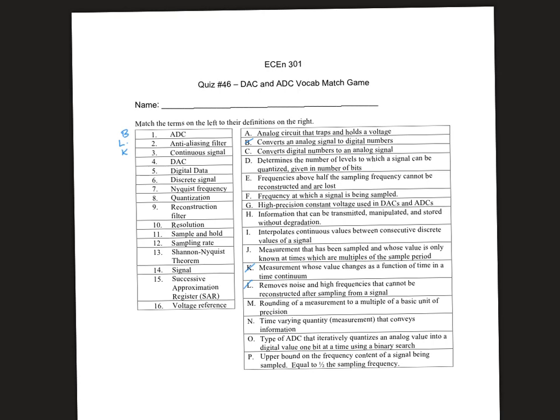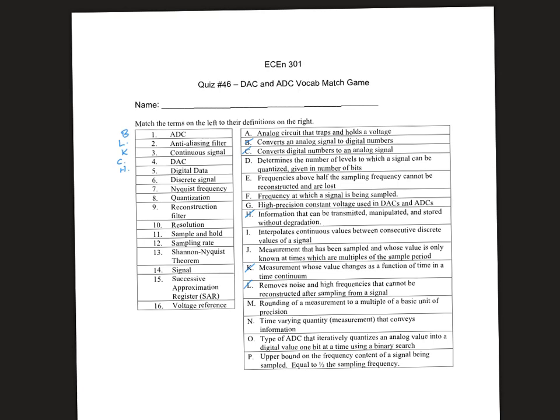A DAC converts digital signals to analog. Digital data is going to be information that can be transmitted, manipulated, and stored without degradation.